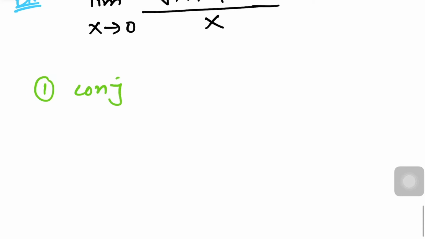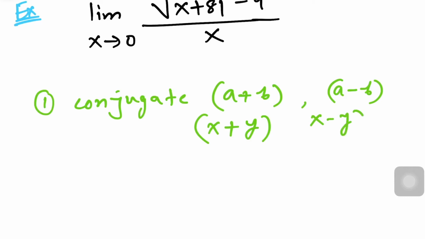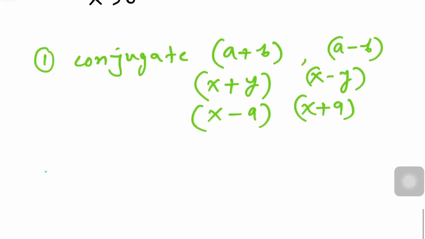Let's talk about the first thing, which is conjugate. So what is conjugate? The idea is simple. If you have a plus b, the conjugate of a plus b will be a minus b, okay? So let's say if I have x plus y, the conjugate will be x minus y. If you have, let's say, x minus 9, the conjugate will be x plus 9, okay? So you just change the sign, all right?